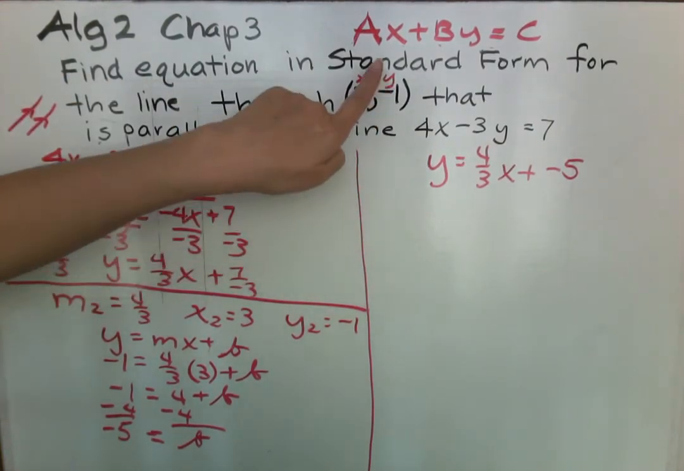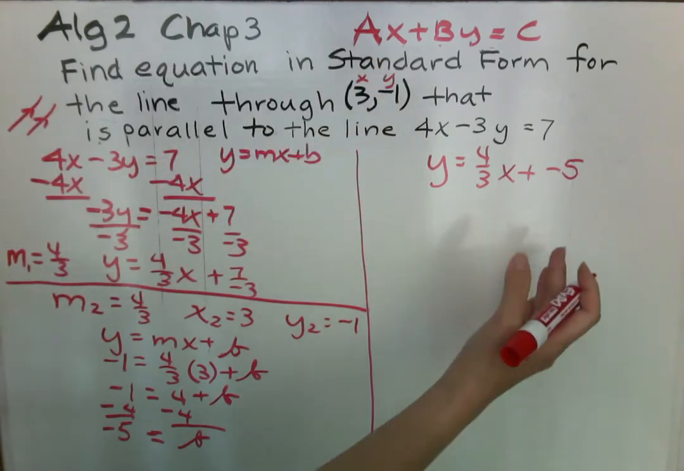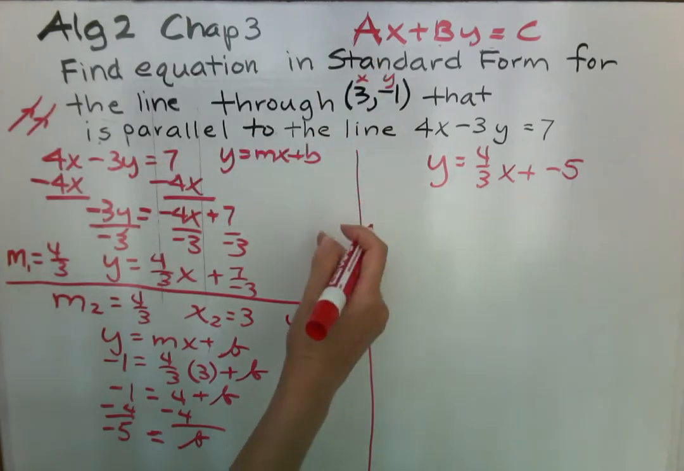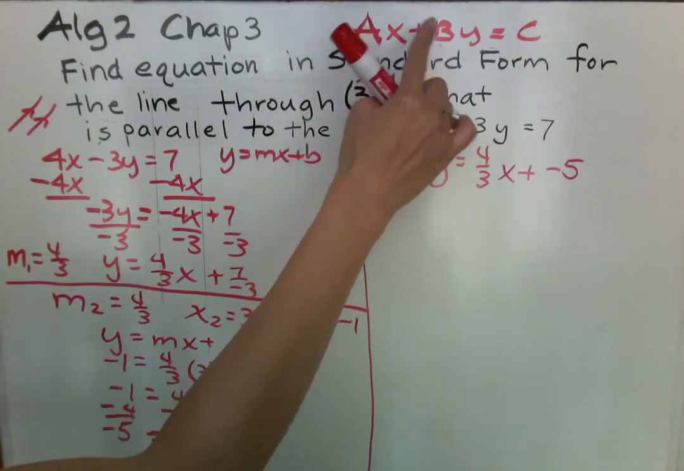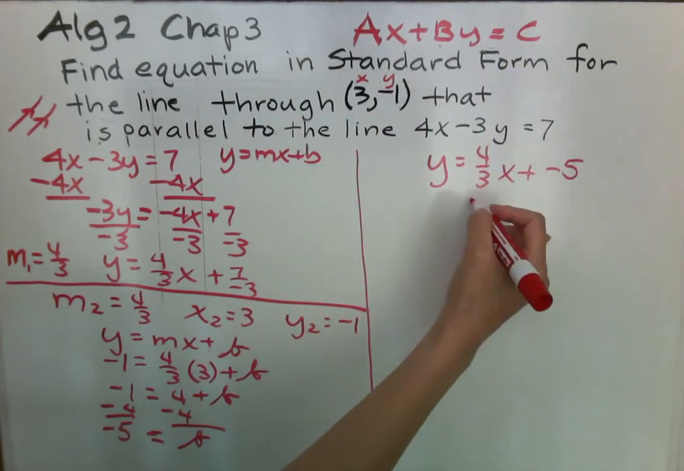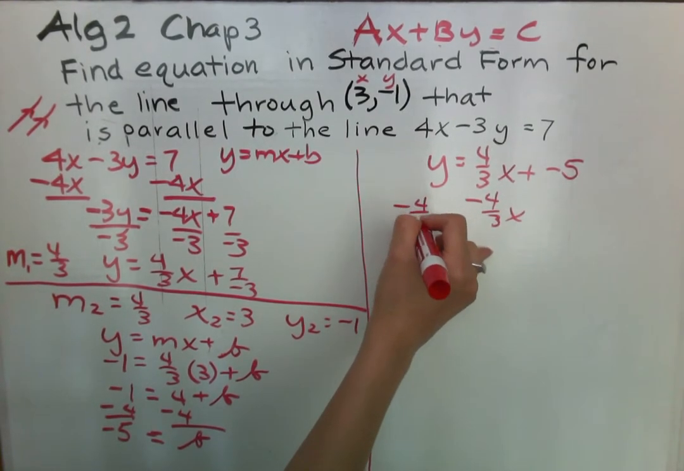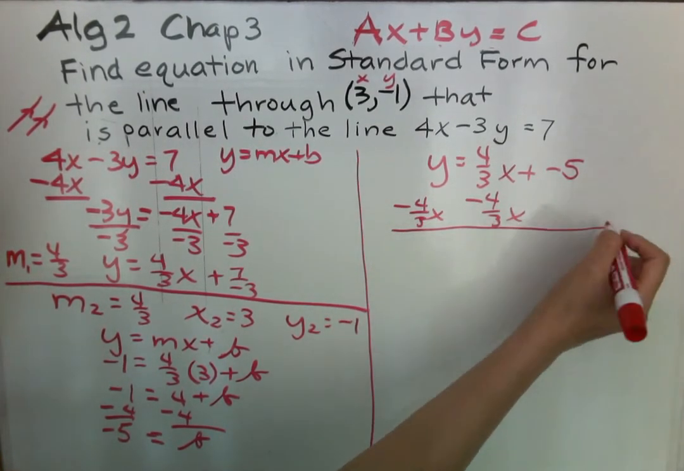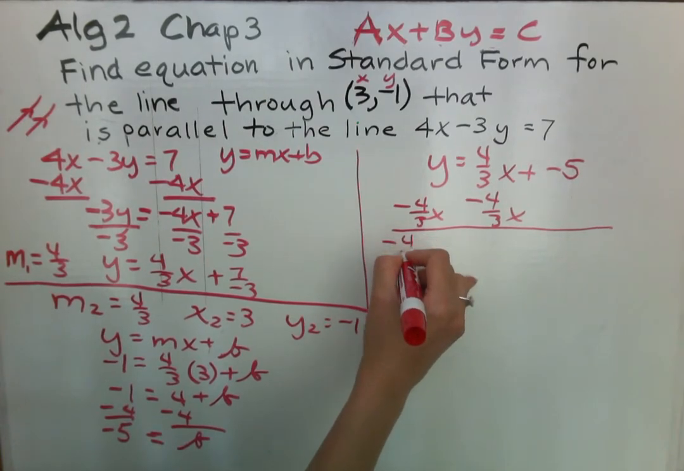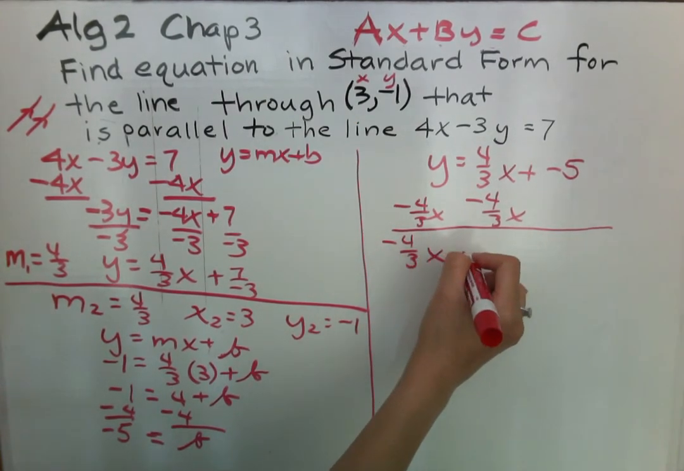Now we're not quite done, because the equation that we're asking for, this is slope-intercept form, where they want standard form. To get standard form, my trick is just to get x and y on one side. Notice x and y is on this side of the equal sign. So we're going to subtract 4/3 x from both sides. Just some basic algebra manipulation, and we get this.